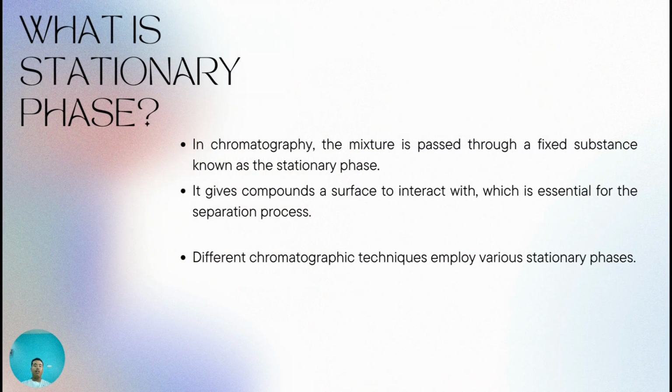Next, what is stationary phase? The stationary phase in chromatography is a fixed material through which the mixture is passed. Other than that, it provides a surface for compound to interact with and play a crucial role in the separation process. And different type of chromatography use different type of stationary phase.